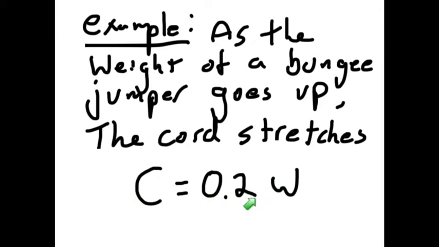In other words, for every pound that the weight of the jumper increases, as you put bigger and bigger people on it, the cord is going to stretch 0.2 feet. That is direct variation. As W increases, C, the length of the cord, also increases, and it fits the form of the equation y equals kx.